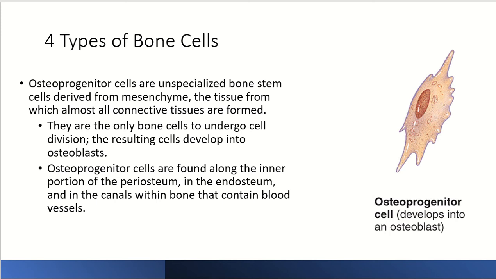So osteoprogenitor cells are going to be found along the inner portion of the periosteum, in the endosteum, and in the canals within the bones that are going to contain blood vessels. Those are all the places that we would find an osteoprogenitor cell, responsible for dividing and producing more bone cells, specifically osteoblasts.